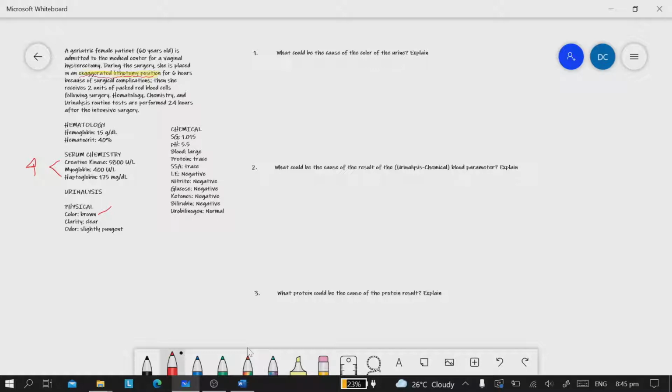So the specific gravity is 1.015. This is normal. pH is acidic. The blood is large, which is abnormal. Protein is trace, also abnormal. SSA, although this is not included in the urine dipstick, is a separate test, no? But we still have to consider this since it is in our laboratory results. So SSA, this is for protein, and the result is trace. Leukocyte esterase, nitrite, glucose, ketones, and bilirubin are negative, and the urobilinogen is normal.